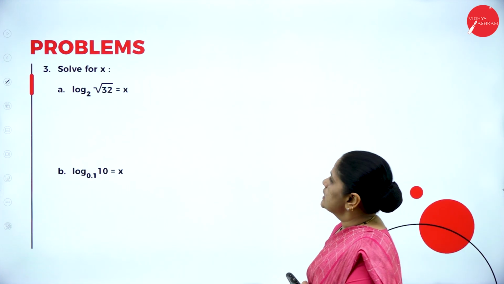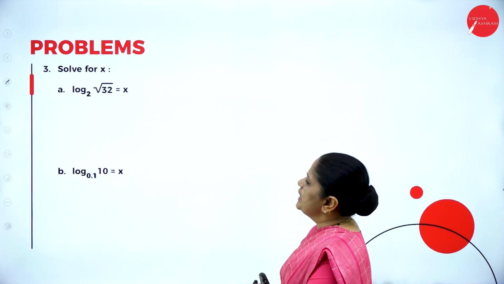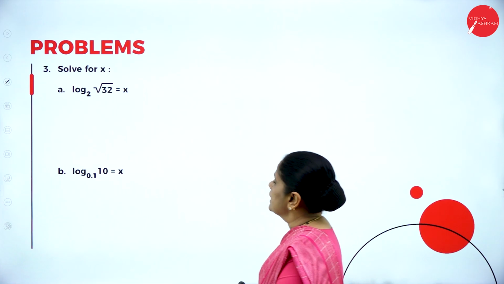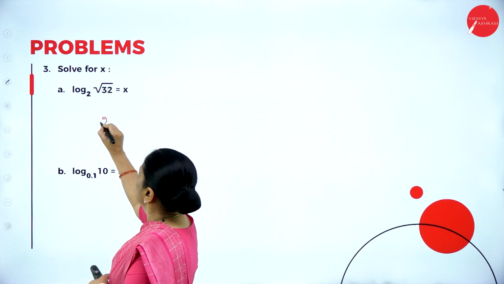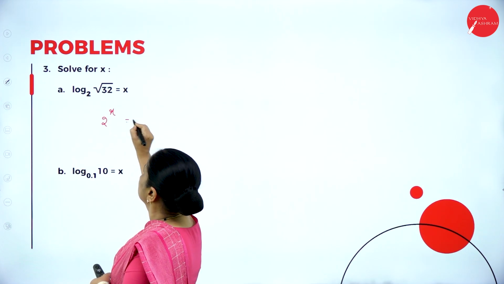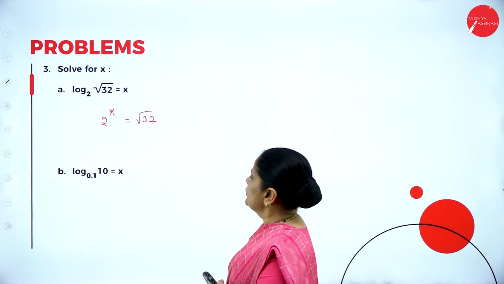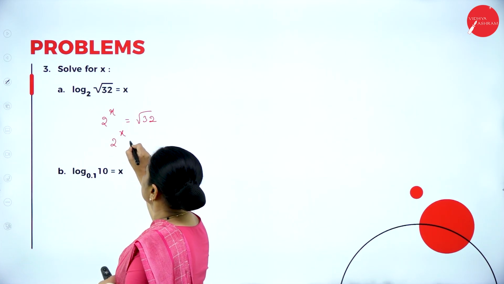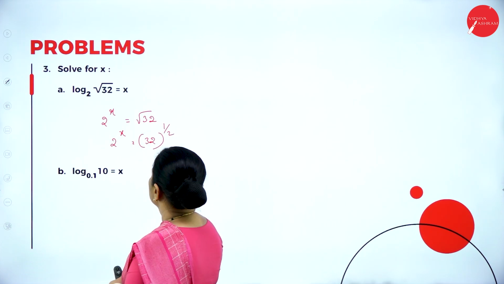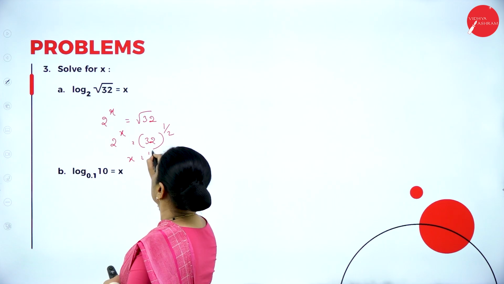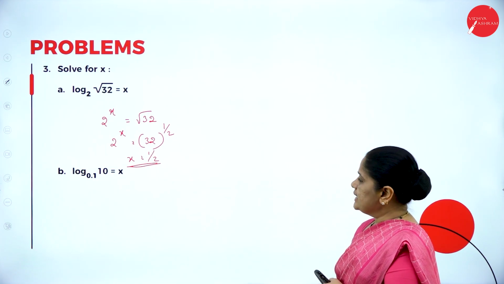Now solve for x. We have log of root 32 to the base 2 equals x. If I write it in exponential form, it will be 2 to the power of x equals root of 32. 2 to the power of x equals 32 to the power half. So x will be equal to half. That is the answer.